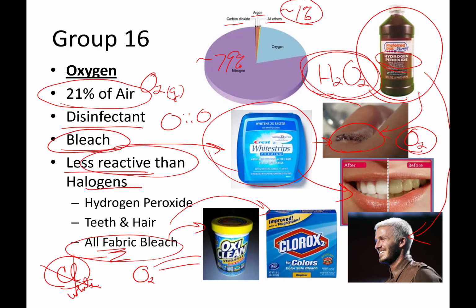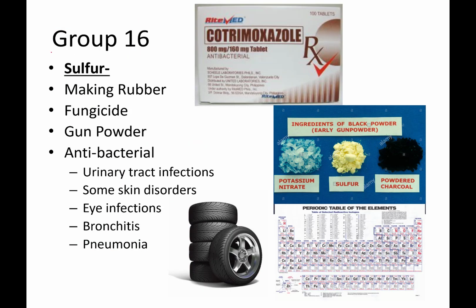And why are they less reactive? Because they are further to the left on the periodic table, and it's a less reactive chemical. Group 16, underneath oxygen, oops, there's our picture right there. Underneath oxygen, we have sulfur.